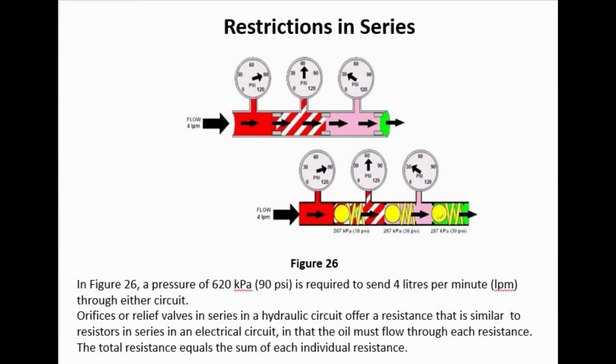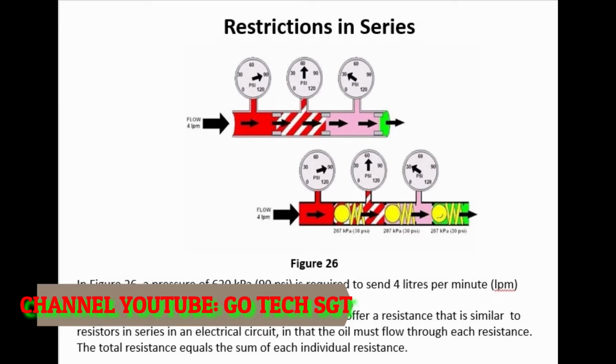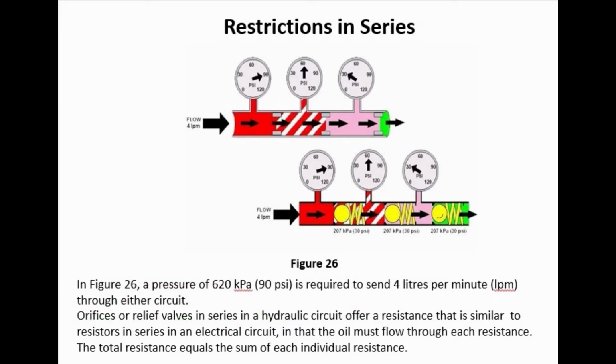Restrictions in series. In Figure 26, a pressure of 620 kilopascals, 90 psi, is required to send 4 liters per minute, LPM, through either circuit. Orifices or relief valves in series in a hydraulic circuit offer a resistance that is similar to resistors in series in an electrical circuit, in that the oil must flow through each resistance. The total resistance equals the sum of each individual resistance.